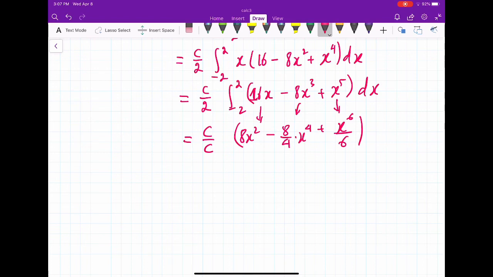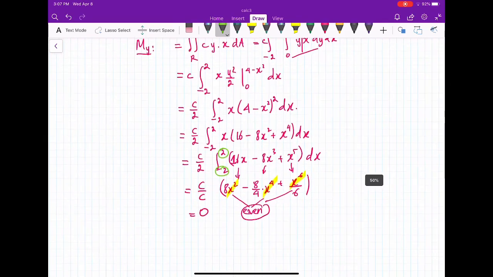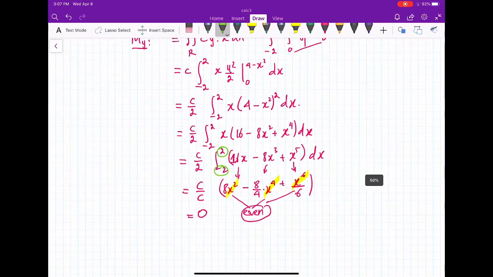Okay, so this is 0. Why? Because all functions in here are even, and you have integration limits -2 to 2. So when you plug 2 and -2 into this function, you have the same value, and then you subtract them, you get 0. All right, so the moment with respect to y is 0.